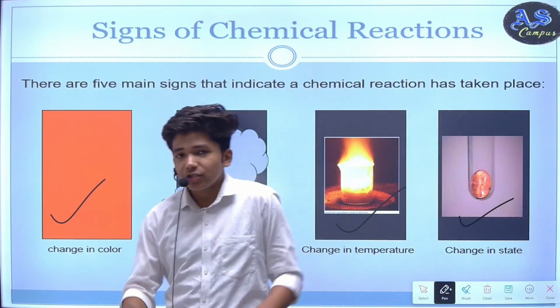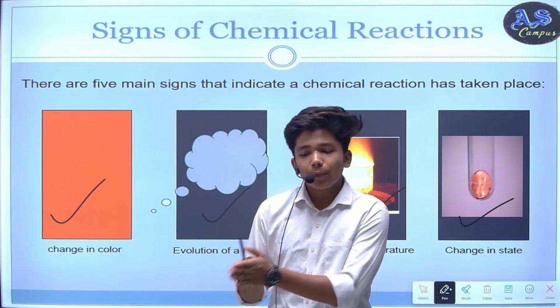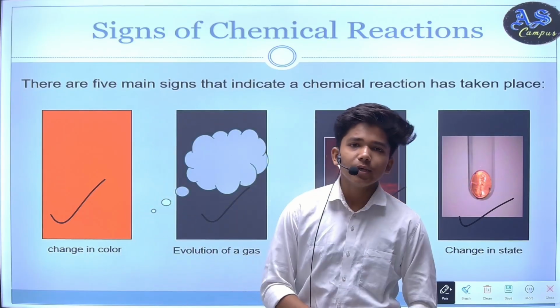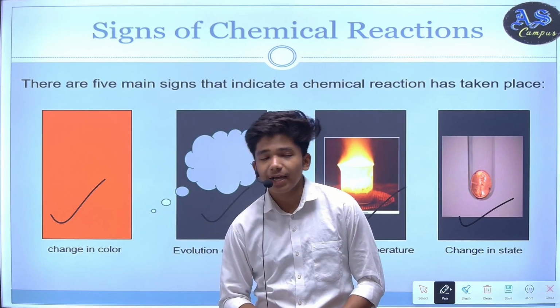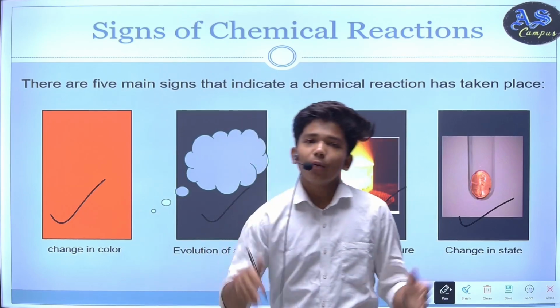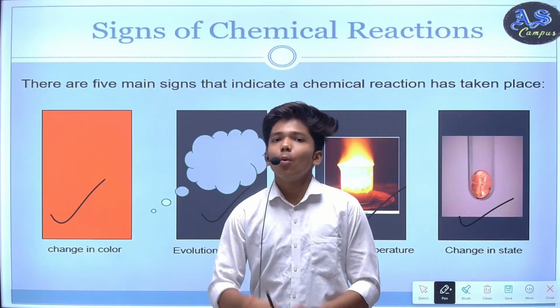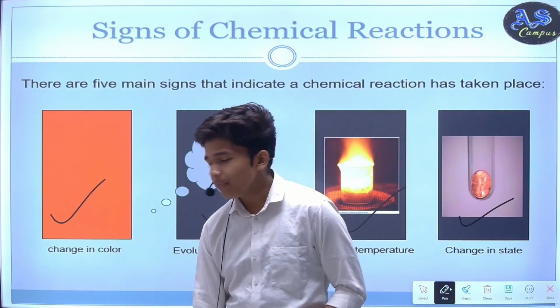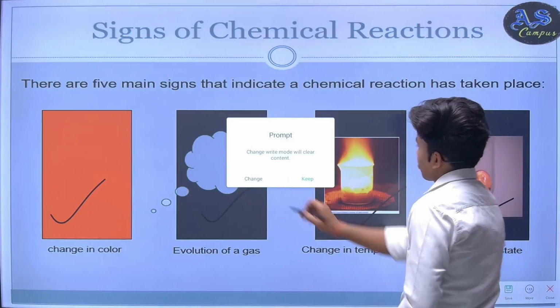Fourth one, change in state. If the state of the products is changed, a chemical reaction has occurred. And the fifth one, we study formation of a precipitate. What is a precipitate? A precipitate is a solid substance which is insoluble in nature. When a precipitate is formed, it means a chemical reaction has occurred.